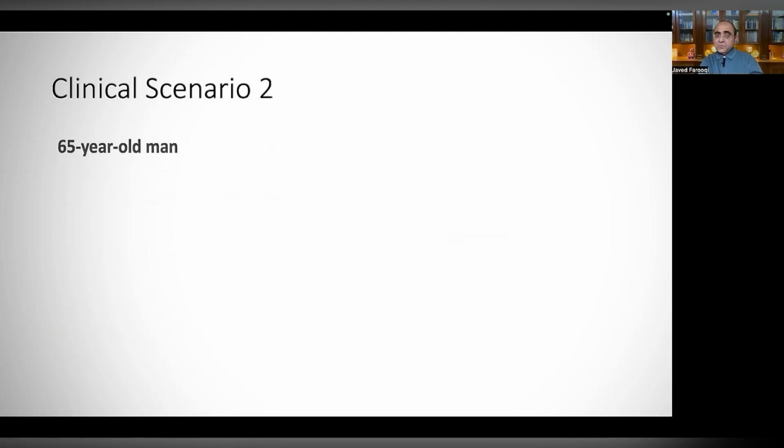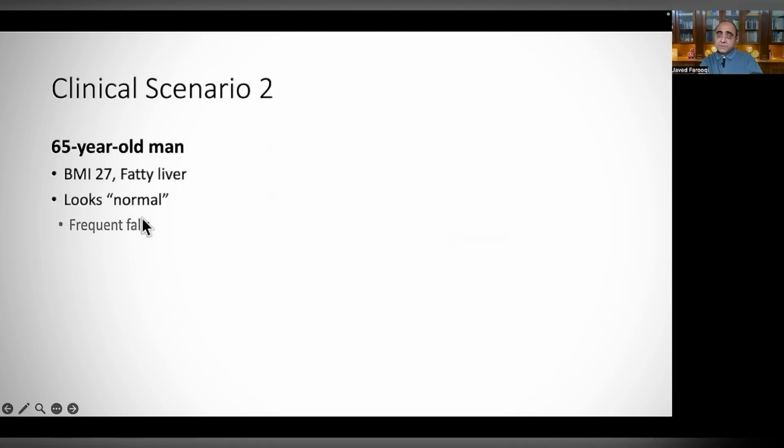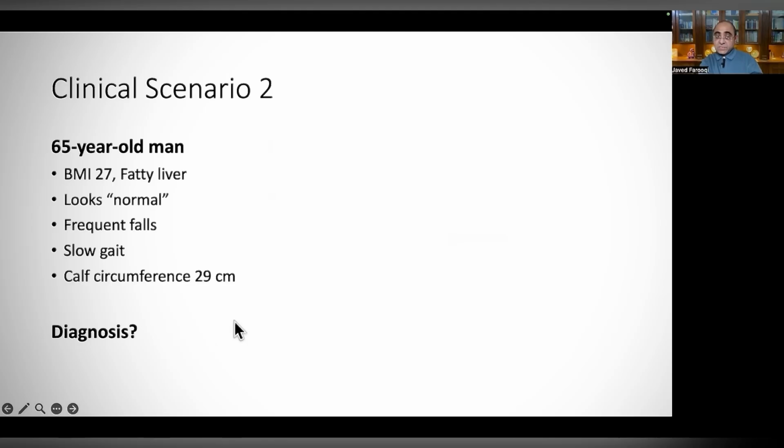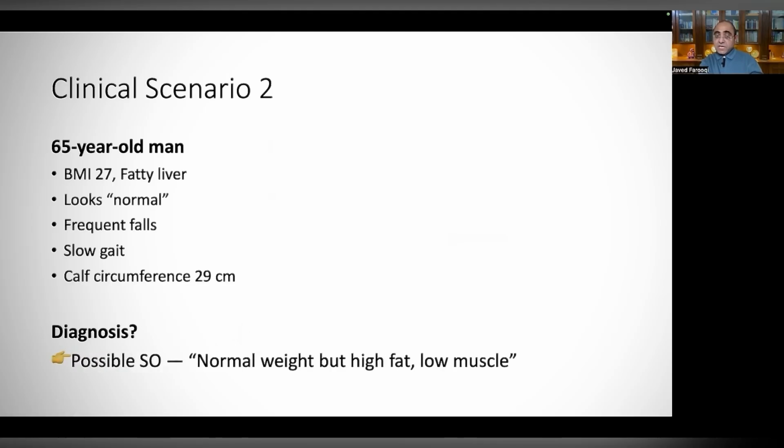Clinical scenario number 2: a 65-year-old man with BMI 27 but having fatty liver, looks normal. The patient is giving a history of frequent falls, slow gait, and his calf circumference is 29 centimeter. So the diagnosis: possible sarcopenic obesity, normal weight but high fat, low muscle.